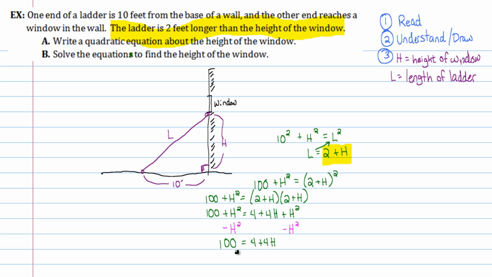Now that I only have one version of my variable, I don't have to move everything to the right hand side. I could just start solving for h. So I'll subtract 4 from both sides to get that 96 is equal to 4h, and then divide both sides by 4. h is equal to 24. And remember, we want to find the height of the window. We've just found it. The height of the window is 24 feet.